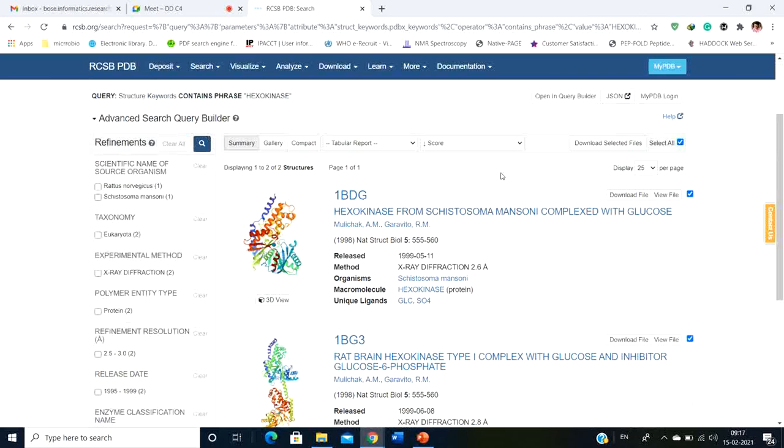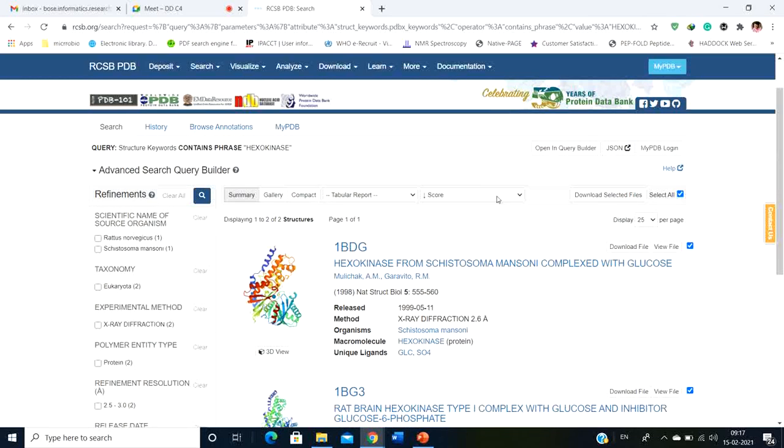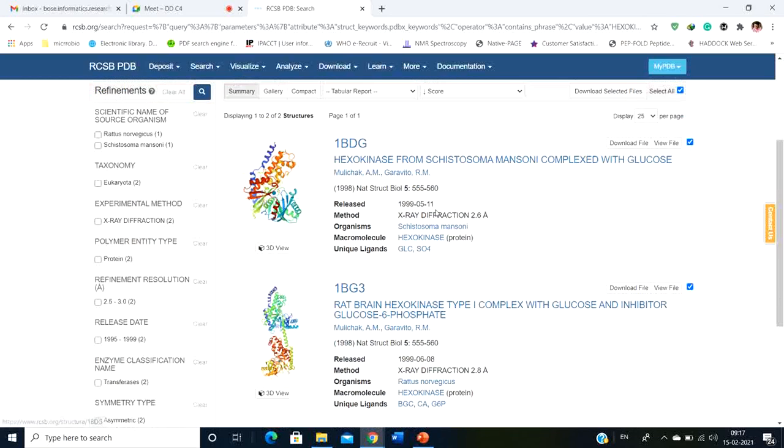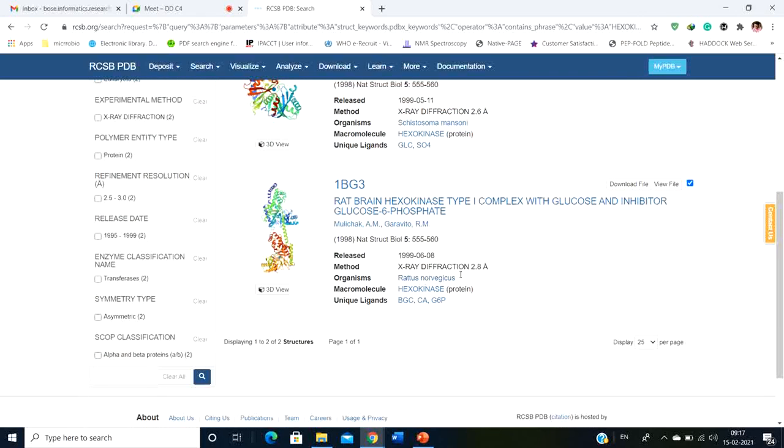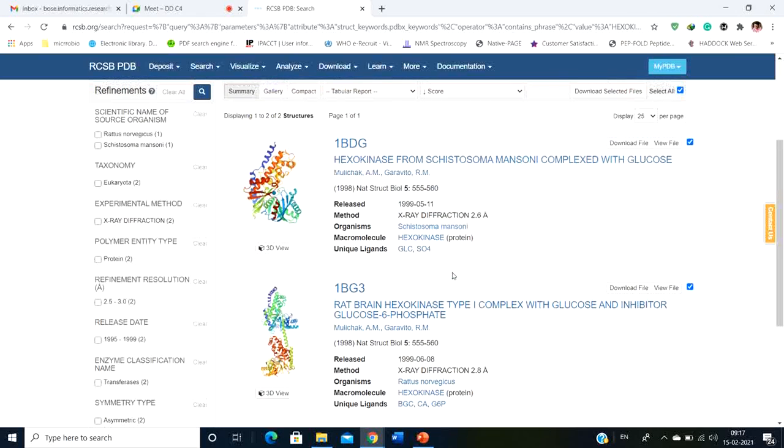Okay, so I have given the name hexokinase. Now if you simply name it hexokinase, you're going to get all the solved structures of hexokinase. So you have the hexokinase from this particular organism, you have hexokinase from the rat. You are going to have all the types of solved structures of hexokinase. So let's take a look into this particular structure of the hexokinase.